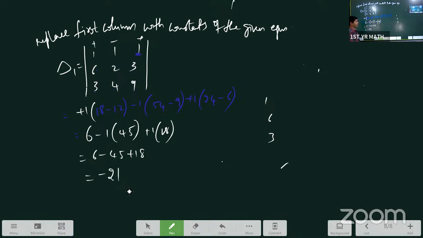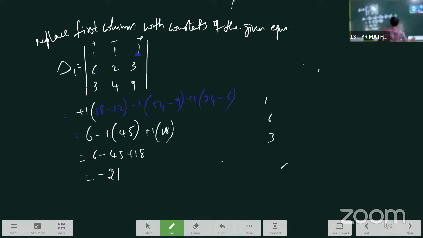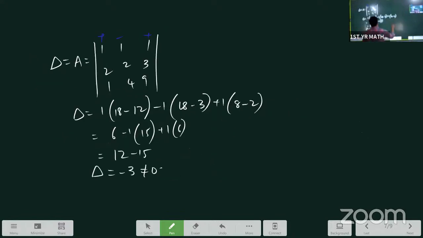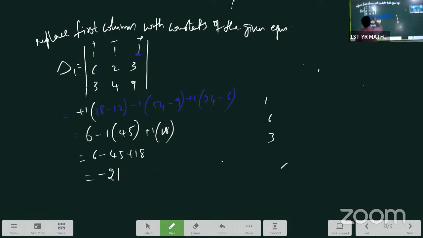Is it clear? Now in the same way, delta 2 also. Delta 2 means what you are going to do? Again take your coefficient matrix. What was your coefficient matrix? This was your coefficient matrix, no? In this coefficient matrix, you replace column 2 with the constants, like what we did in delta 1, where we replaced column 1, and for delta 2 you replace column 2. Now, same thing I'm going to replace. Here only I will do.